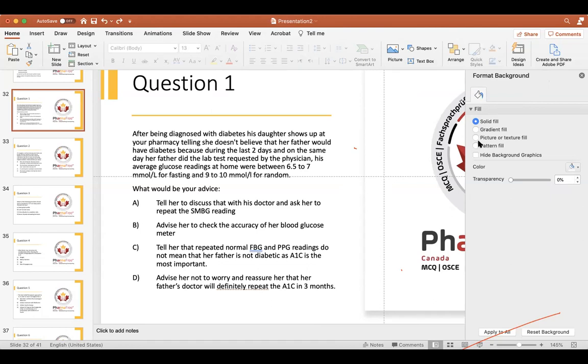When do we check the accuracy of the blood glucose meter? Yes, when there is a difference or discrepancy of 15% or more between the lab work, the lab result, and the home result. Okay, 15%.